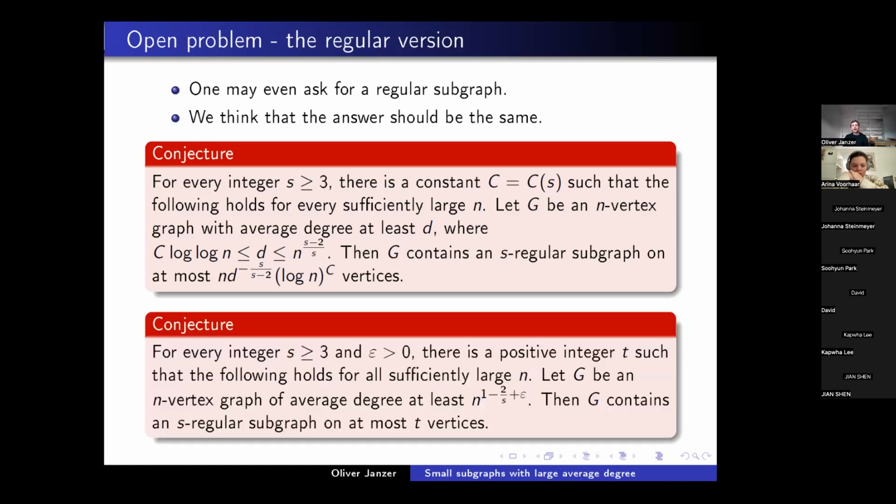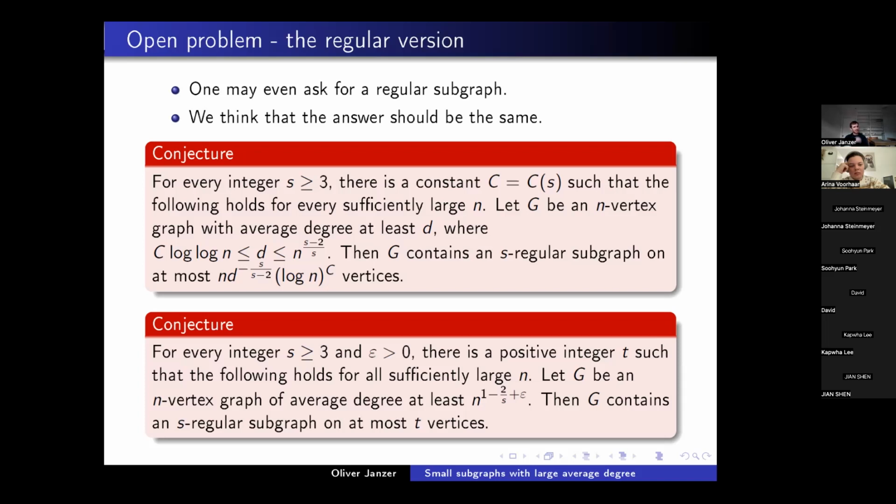And finally, what if you want to find a bounded size s-regular subgraph? So you no longer allow this many vertices, just a bounded number of vertices. Then what should the average degree be? And here the conjecture is this: the same average degree that's enough to find a subgraph on at most t vertices with average degree s, in fact suffices to find an s-regular graph on at most t vertices.